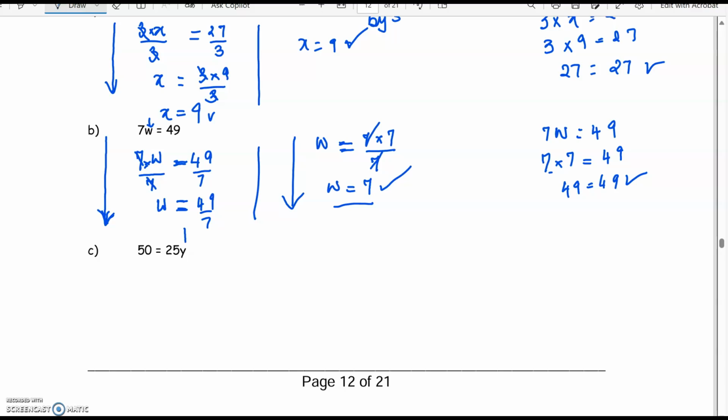Notice here that y is the unknown, and we have to get y by itself.